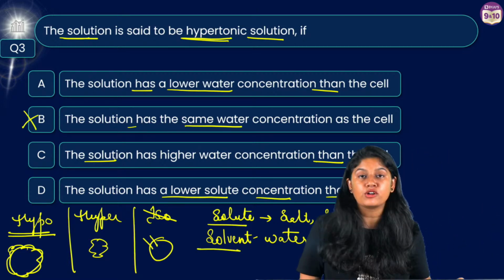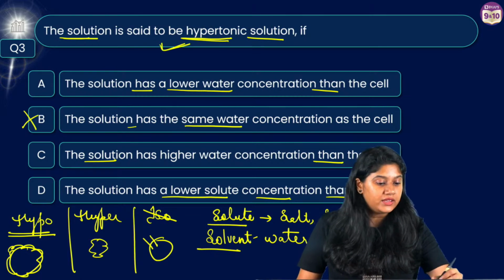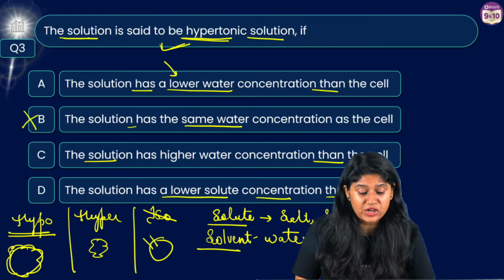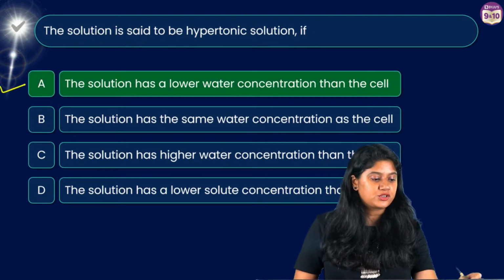So, we know that the concentration, especially in the hypertonic solution, we know that the solution has lower water concentration than the cell. Very good, everyone. And that is the correct answer over here.